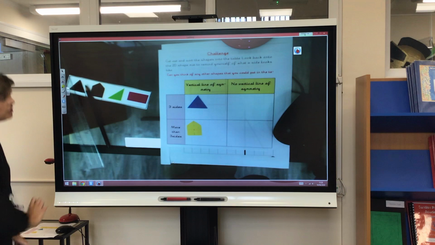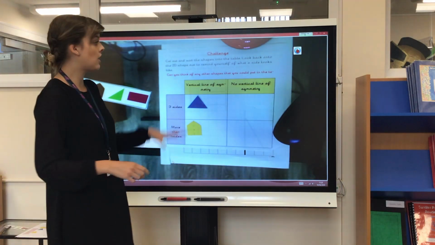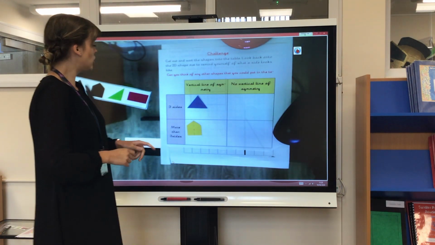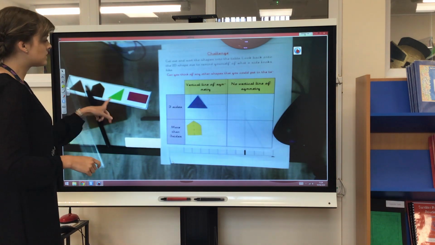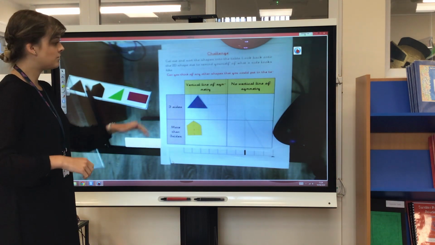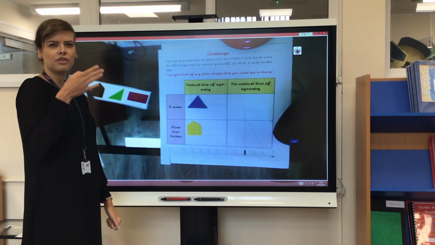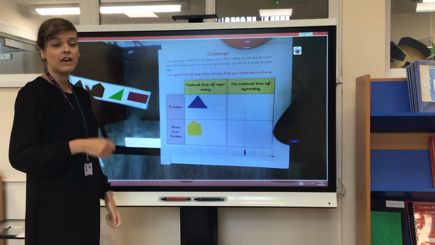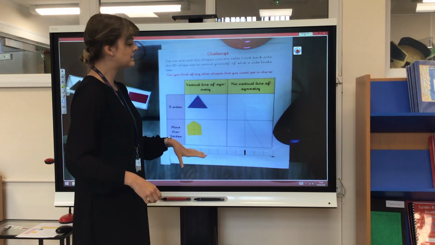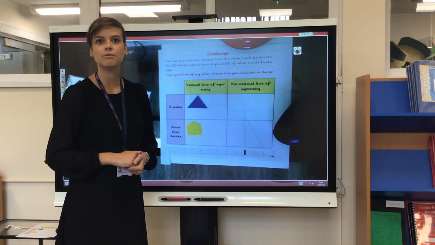Now your challenge or your task today will be to complete that sheet. So first you need to cut out the shapes, count the sides of them, decide whether they're going to go in this row or this row, and then see if we've got that vertical line of symmetry. If you haven't got glue, you can just place them on, but if you have, you can stick them down.